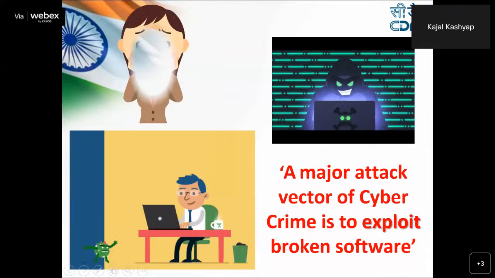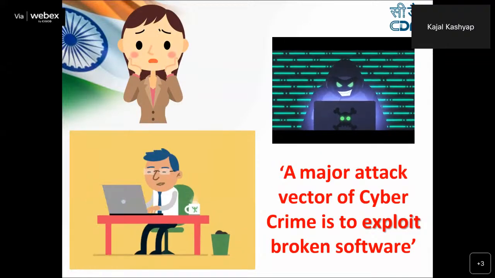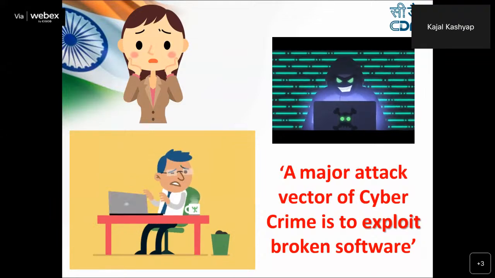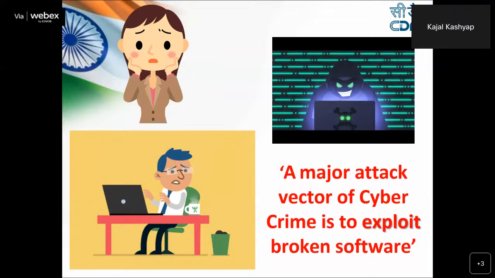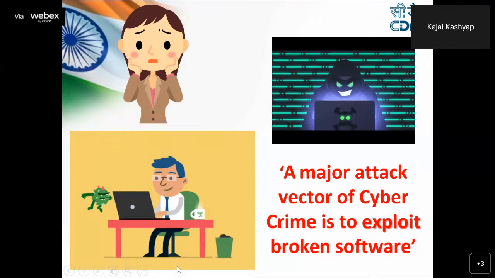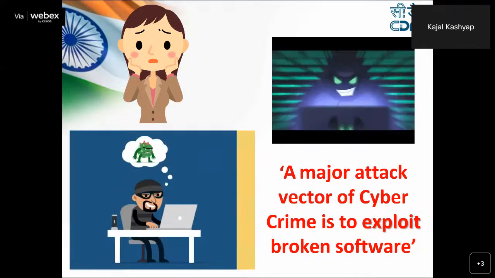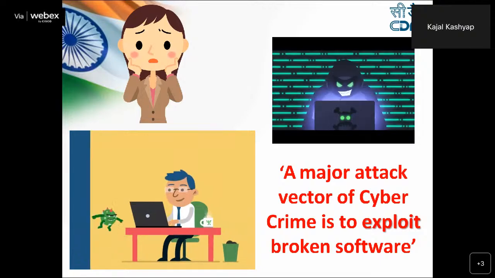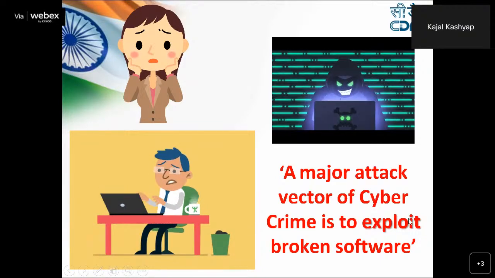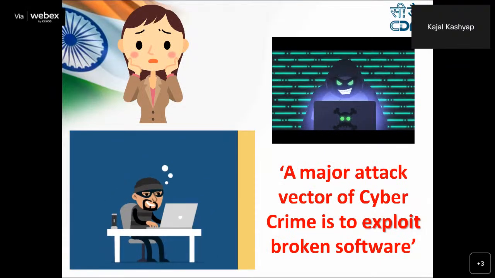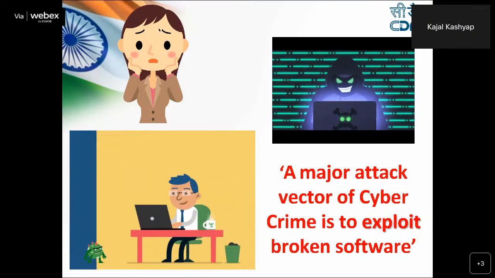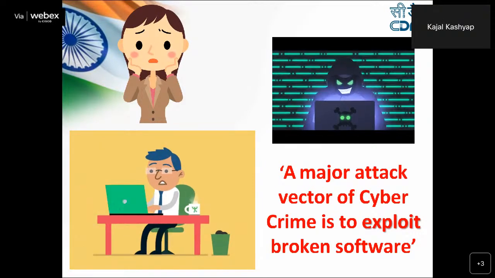Here you can see a line that a major attack vector of cybercrime is to exploit broken software. So what is broken software? Whenever we are not updating our software and hardware on a regular basis, and we are using outdated operating systems or previous versions of software, over a period of time they become weak, and this is the goal of hackers. They search for people who are using older versions of software, and once they find them, they try to hack that software, and once they hack it, they can easily enter your device. So they will try to exploit your broken software.